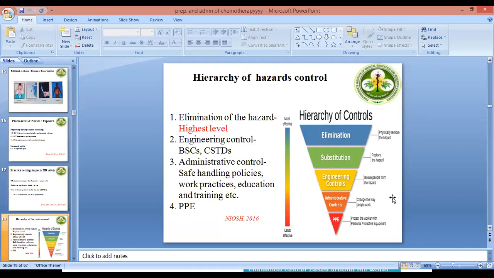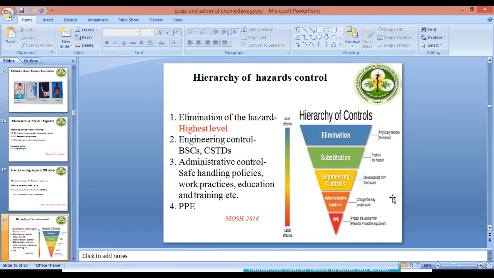So, in the hierarchy of hazard control, how do we control the hazards, because there is a known effect of some chemotherapy medications? First is elimination of the hazard, the highest level of the hierarchy, but it is not possible in our setting. Second is engineering control: biosafety cabinet and closed system transfer device. In our setting, we use the biosafety cabinet in our daycare as well as in the ward setting.